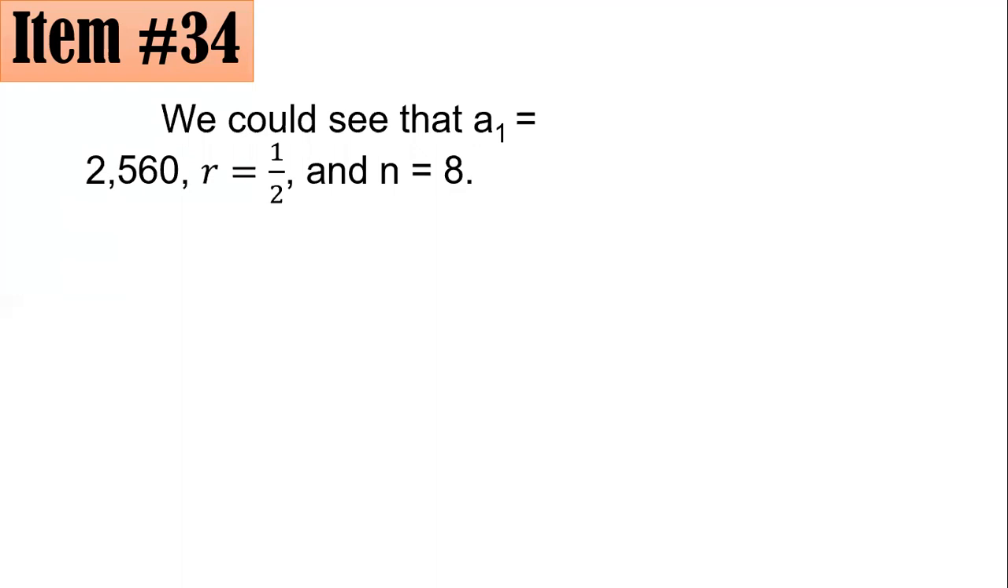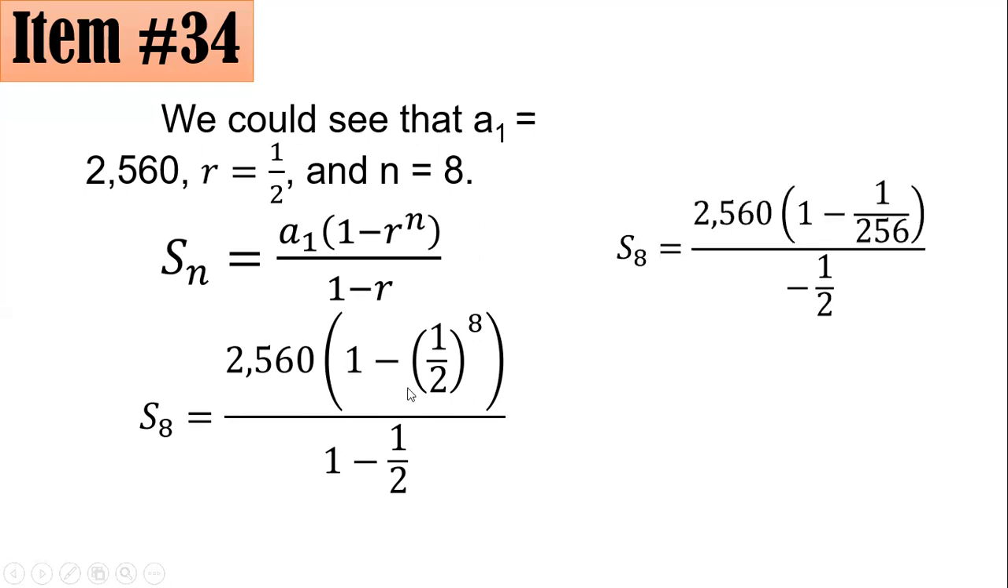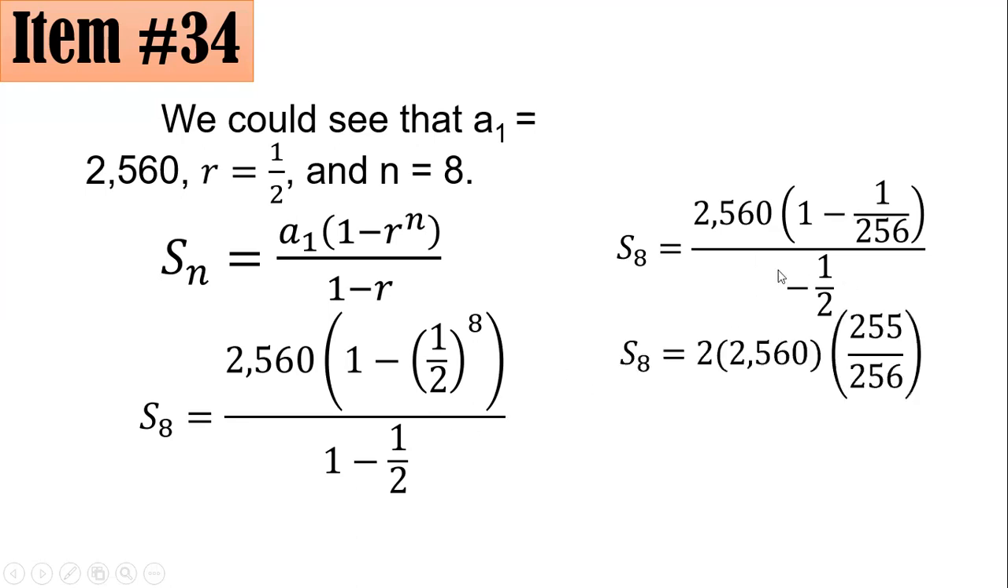And your N is 8 because you are going to get the sum of the first 8 terms. With that, you have S sub n equals A sub 1 times the quantity 1 minus R to the N, all over 1 minus R. And by substitution of these variables, you have S sub 8 equals 2,560 times the quantity 1 minus 1/2 to the 8 all over 1 minus 1/2. This is 1 over 256, and the denominator here is negative 1/2. So if you divide by negative 1/2, you are actually multiplying by 2.